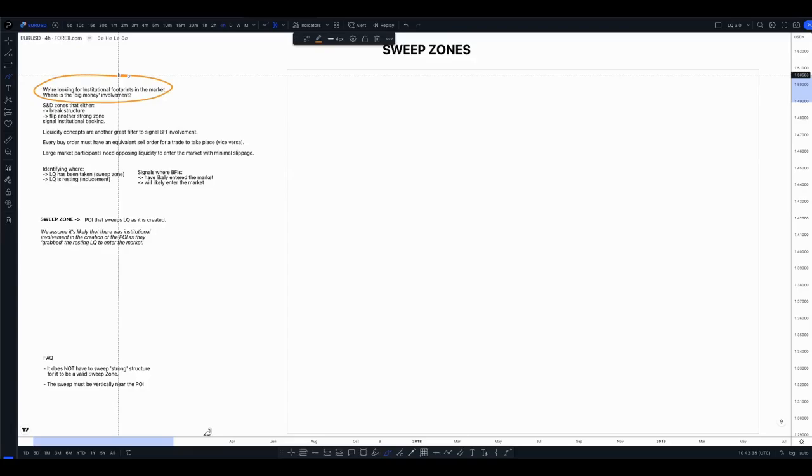It's a bit of an oversimplification when I say the big money involvement, but it's just an easy way, I think, to hold on to what it is we're trying to do here, right? We're trying to look for where the big guys got involved. I want to be trading with them rather than against them, quote unquote.